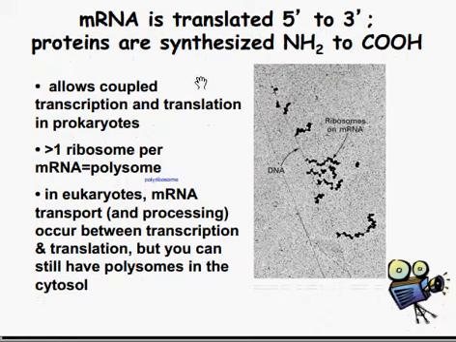Okay, so the mRNA is translated 5' to 3'. It's everything else we've talked about. Proteins are synthesized from the amino end to the carboxyl end. This allows for coupled transcription and translation in prokaryotes. There's more than one ribosome per mRNA, a polysome, which is a polyribosome. Another word for it, polysome, polyribosome. In eukaryotes, mRNA transport occurs between transcription and translation, but you can still have polysomes in the cytosol. So polysomes, polyribosomes. Everybody got that? Okay.